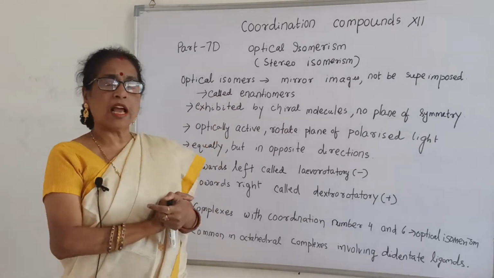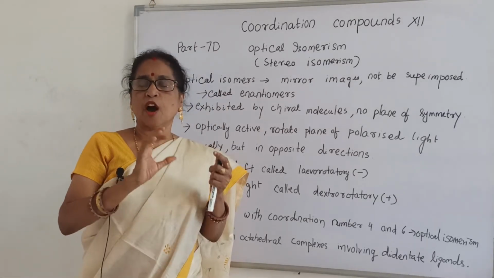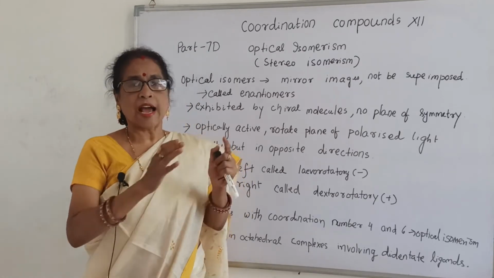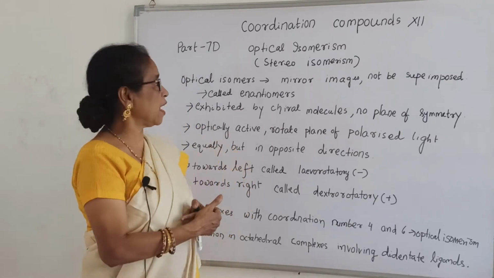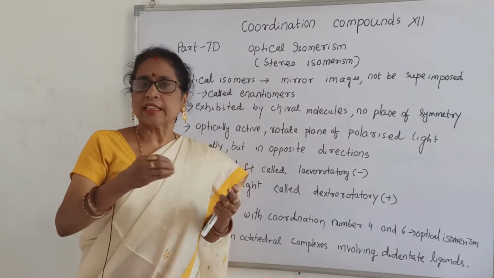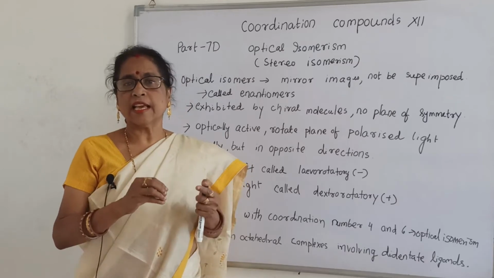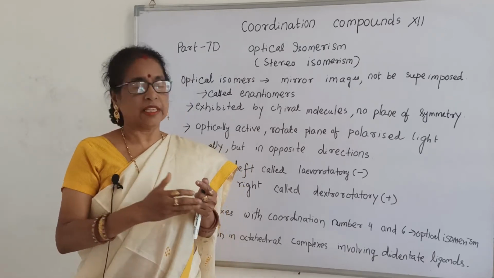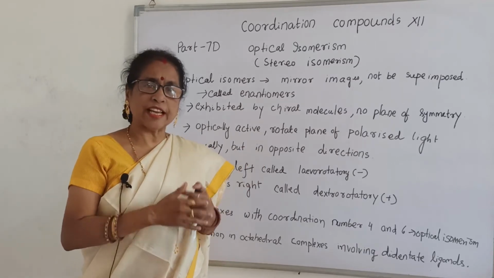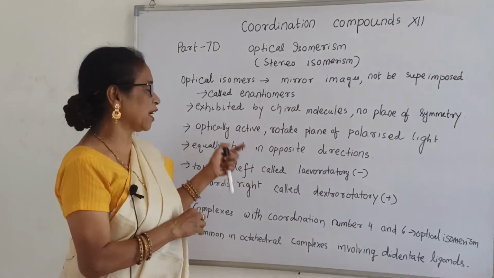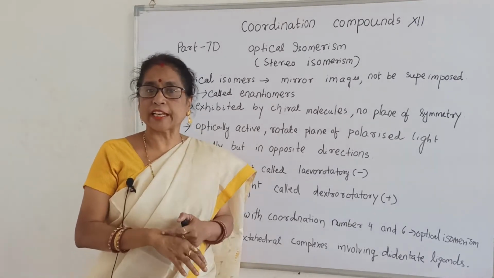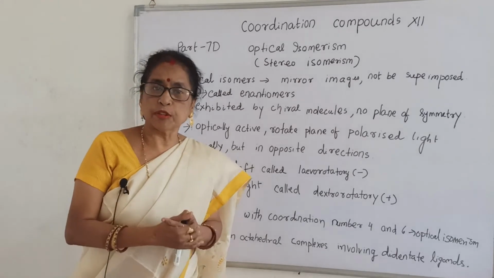Now they are called enantiomers. That means the optical isomers are not superimposable on each other and they form mirror images, and that is called enantiomers. What are enantiomers? They are optical isomers that are not superimposable, they are mirror images, and there is no plane of symmetry. If this is the case, it is called optically active. What is meant by optically active? Optical isomers are optically active because they are not superimposable on each other.